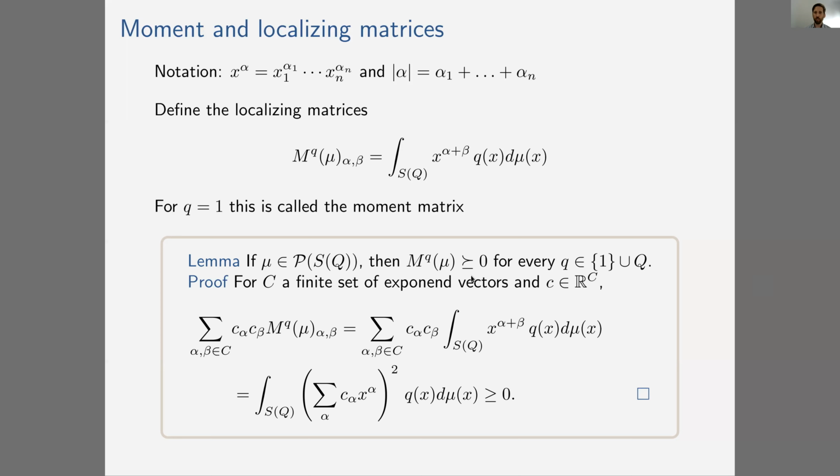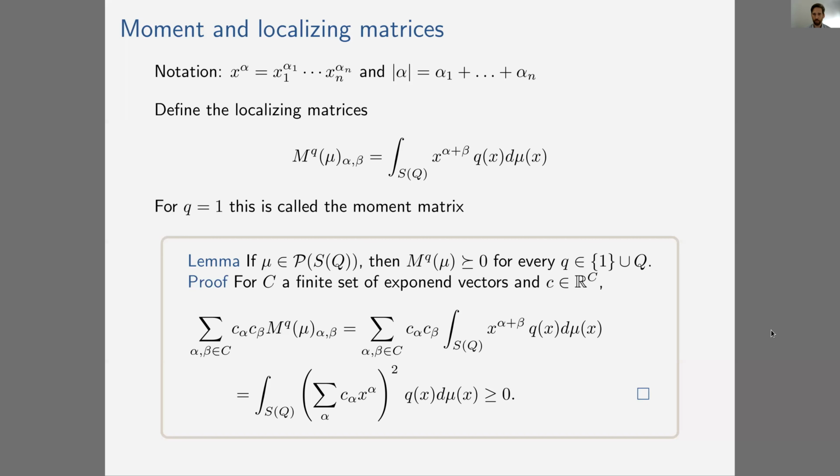So this is an infinite matrix. So by positive semi-definite, we mean exactly this. For any finite set of exponent vectors and any coefficient vector c, if you take this double sum, then we want this to be non-negative. That's what we mean here by positive semi-definite. And then we just compute this.